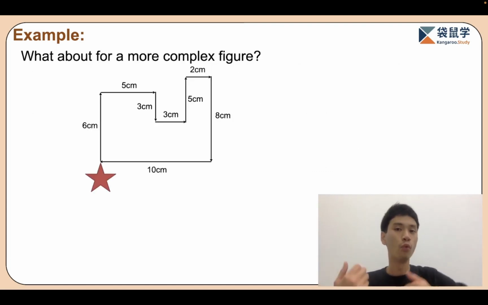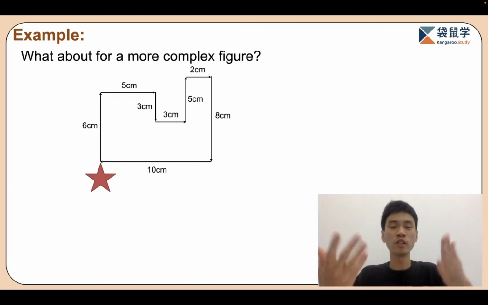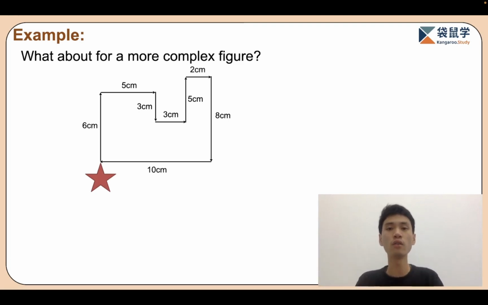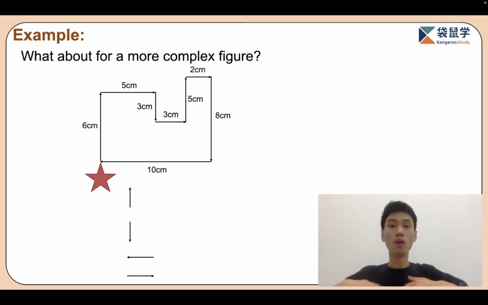Well, you see here, we also have a star and original position. And in this figure, I've already marked all the directions for you. So for instance, at the star, first we go up, then right, then down, and so on and so forth. Now let's see. Can we use the same rules for a more complex figure like this? Well, we can calculate it using the figures.